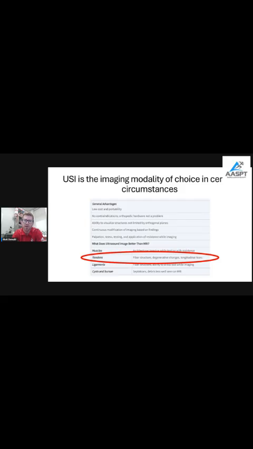Also, it's dynamic, so I really like to be able to move structures around. If I'm looking at something and wondering, is this the flexor hallucis longus? Is this soleus? What am I looking at? I can move that great toe, and it'll tell me that that's the flexor hallucis longus, for example. And we can get dynamic feedback with what we're doing.